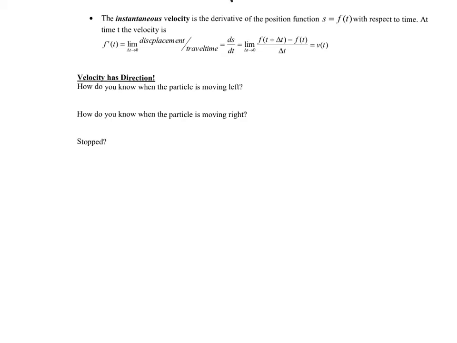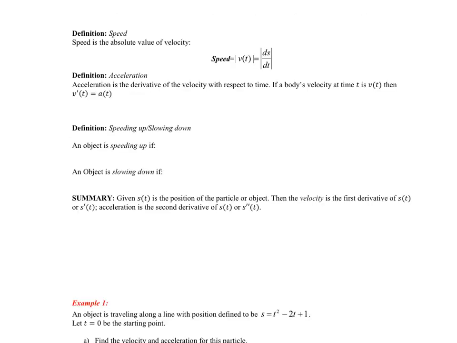How do you know when the particle is moving to the left? Let's say the particle is moving horizontally only, no vertical movement at all. So if v of t, which is equal to s prime of t, is less than 0, that means the particle is moving to the left. If v of t is greater than 0, that means it's moving to the right. And the particle is at rest or stopped when v of t is equal to 0.